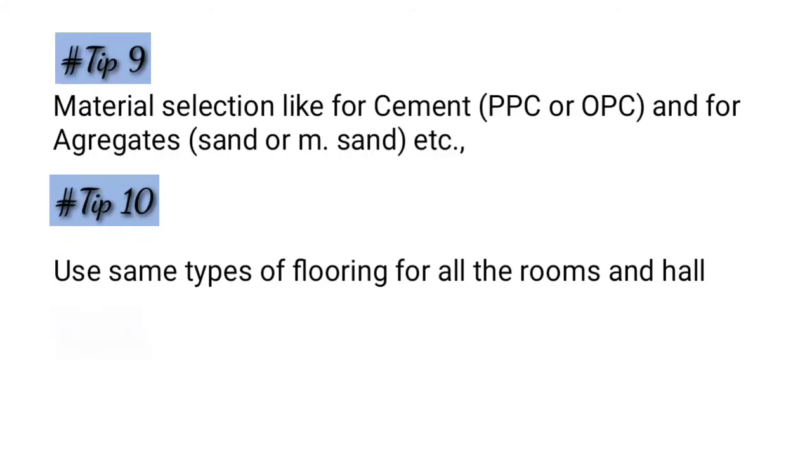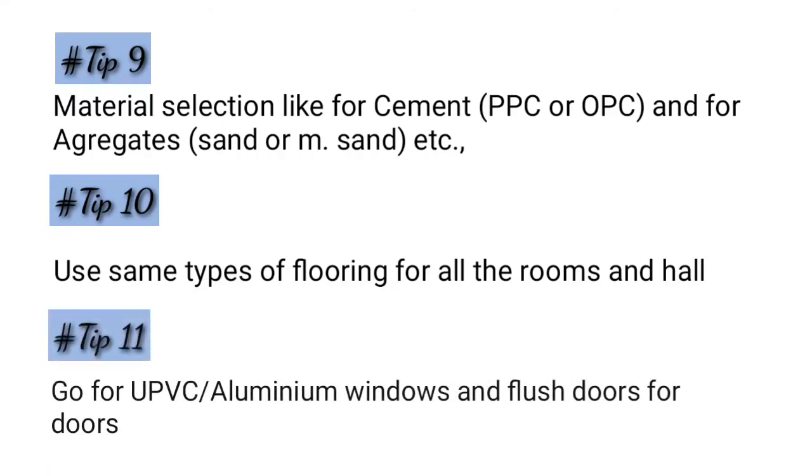Then we can talk about tip 11. Tip 11 is about opting for UPVC or aluminum windows rather than wooden windows, and we can use ready-made flush door shutters for doors instead of making new doors by hiring laborers, which will save time and cost.